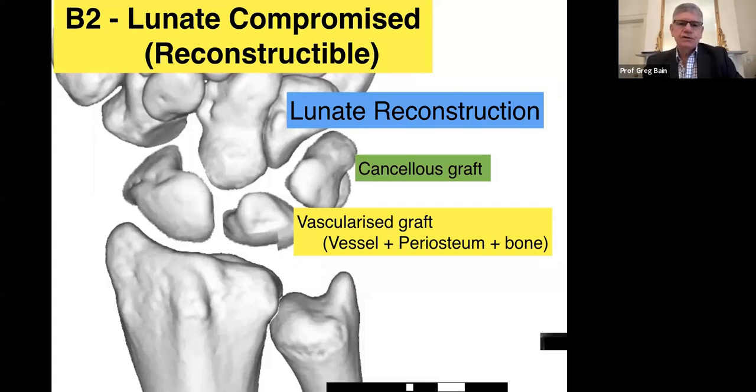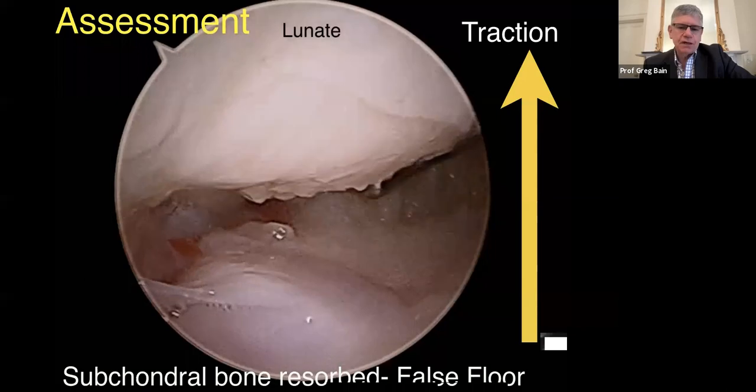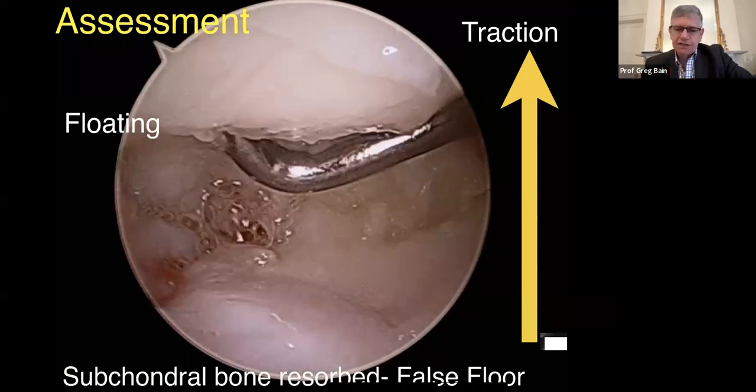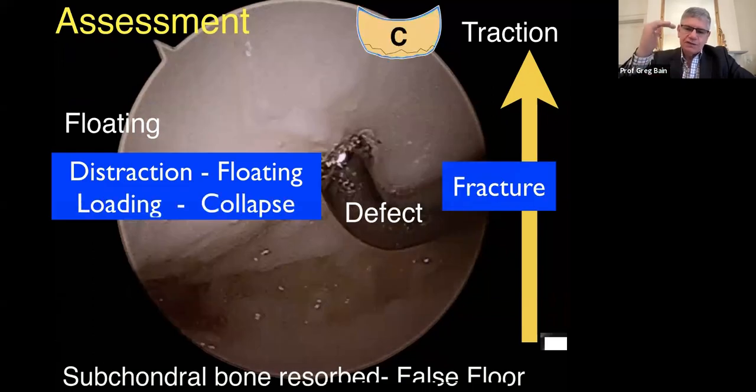So once we've gone to the position where the lunate is compromised, so now we're concerned about how the lunate works, we're thinking about doing a reconstruction. And in specialist units, there may be a place for free tissue transfer. So how do we do this? Well, at arthroscopy, it's quite interesting to see these sort of cases. We can see that with traction, the subchondral bone plate is just floating, and that we can then push it back up to this area where this defect is within the lunate.